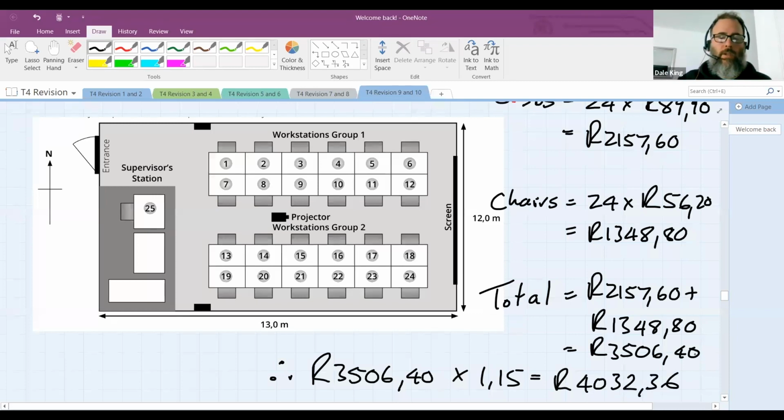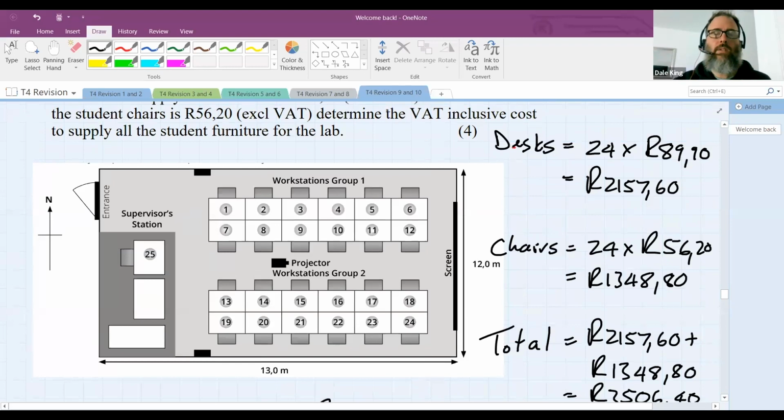All right, there we go. Let's go through this question and see how we do it. Yes, there are two ways you can do it. You can do the VAT inclusive prices first and then add them up at the end, or you can work it all out and get a total and then add VAT on after that. So let's go through it quickly.